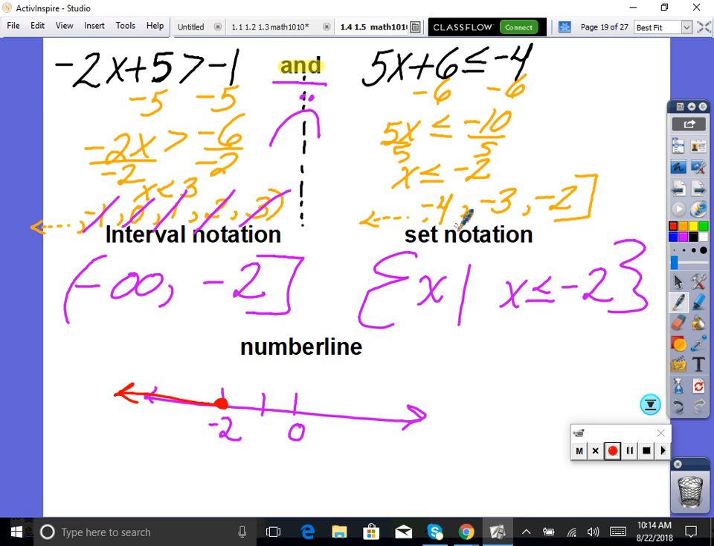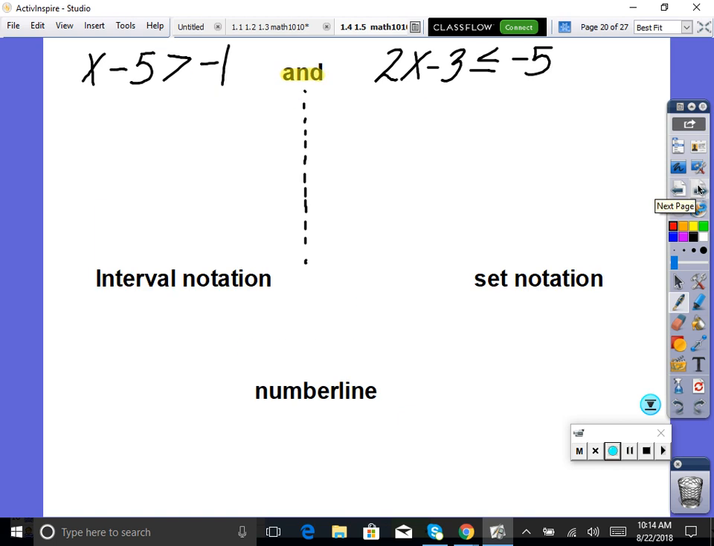On the other notes, I had the words set notation and interval notation written here, which is confusing. Okay, here we go. Another one, because something interesting can happen. Okay, here we go. So solve for x.